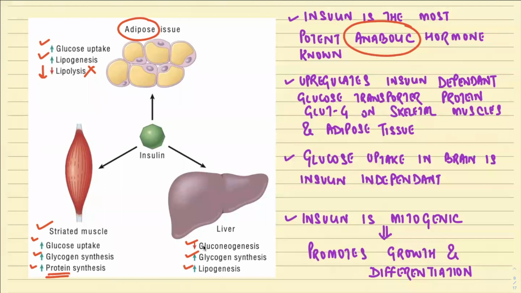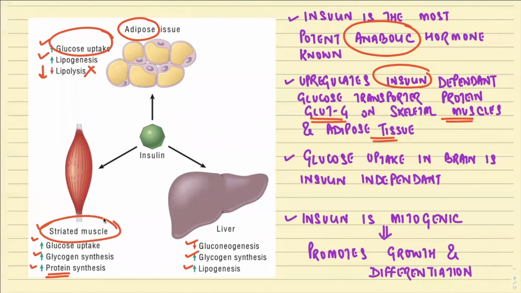Okay. So insulin upregulates the insulin-dependent glucose transporter protein, that is GLUT4, in the skeletal muscles and adipose tissue. Thus, they are going to increase the glucose uptake into the adipose tissue as well as into the striated muscles by means of the GLUT4-dependent transporter.